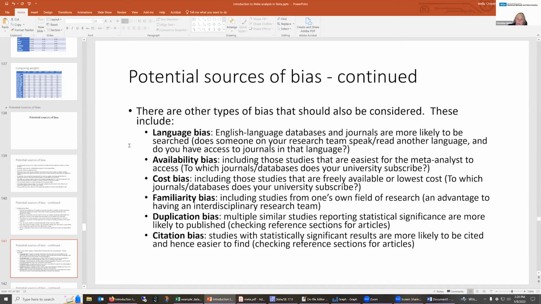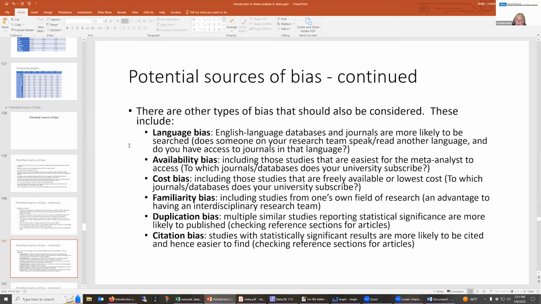Familiarity talks about including studies from one's own research field. And this is where I found it to be advantageous to have an interdisciplinary team. It always surprises me what these other folks come up with and what they know about and all these other resources. I have learned so much from being on interdisciplinary teams. I can't recommend it enough. But we all have familiarity bias. That's just because we're human beings. And so different points of view and different perspectives, really the way to go here.